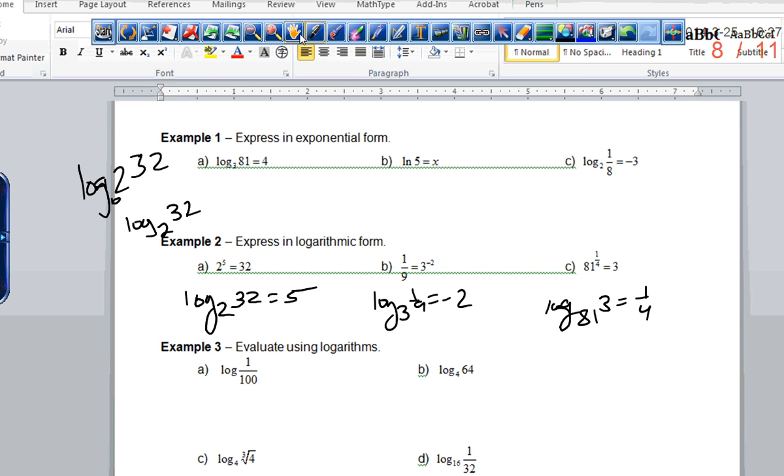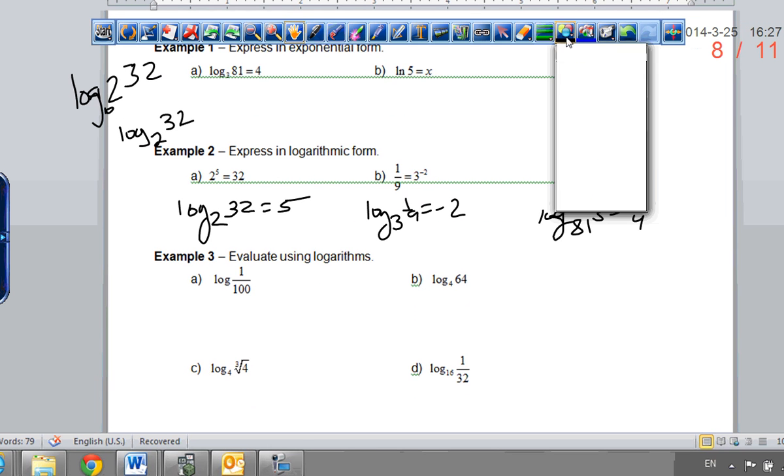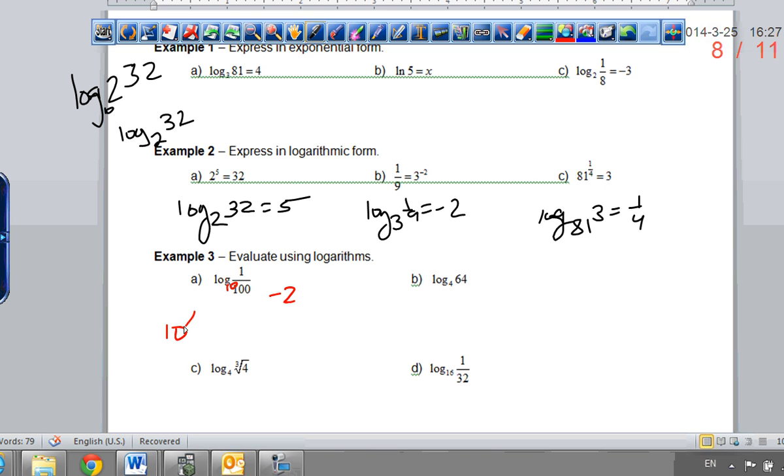All right, last 4 and then we'll be almost done. So remember, now we're evaluating, so we're getting an actual answer, a number. So this is base 10. So 10 to what power makes 1/100th? Negative 2. If you need to write this, that might help you. Remember negative exponents. Go watch that other video. On letter B, 4 to what power makes 64? Well, 4 to the 3rd power makes 64.